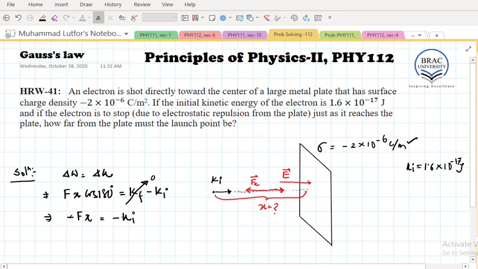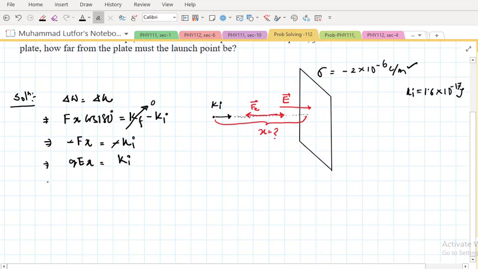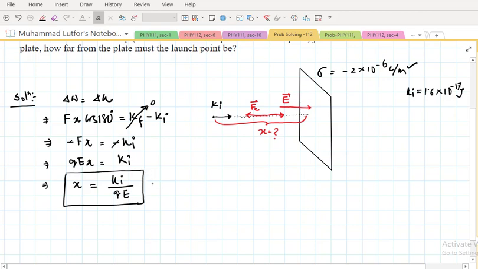Now this minus 1 will cancel out, and F is basically q times E, the electric field, so qE times x equals Ki. If we want to find this distance, then x would be Ki divided by qE. Here q is the charge of the electron, Ki is the kinetic energy, and E is the electric field. Now we have to find the electric field for this metal plate. So this is equation number 1.